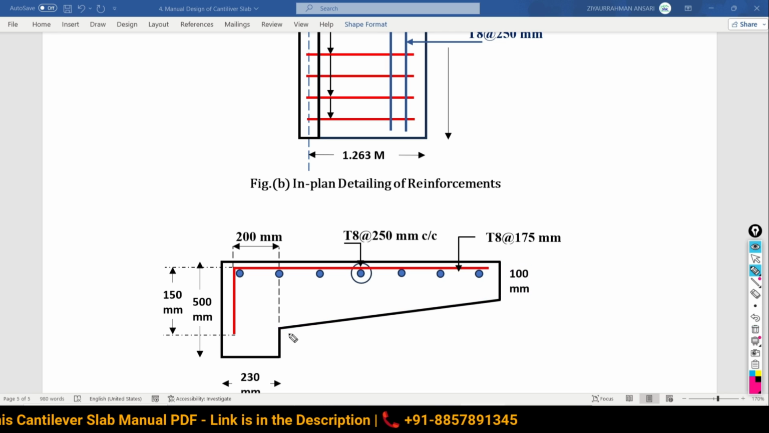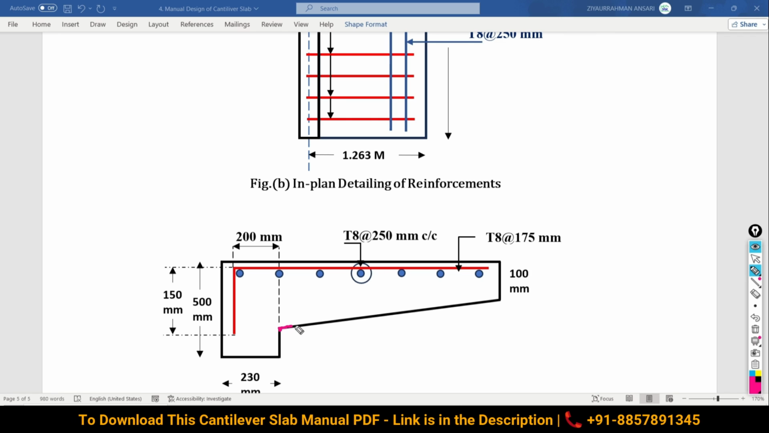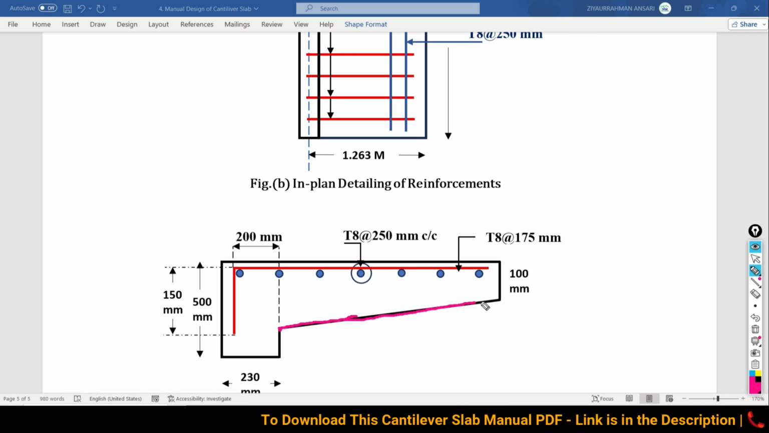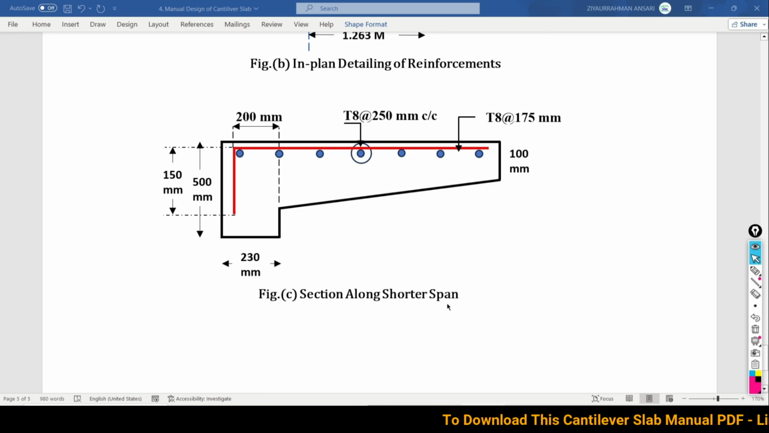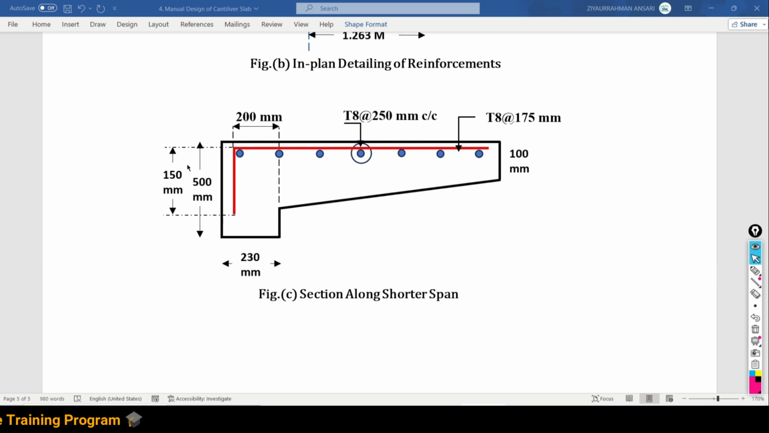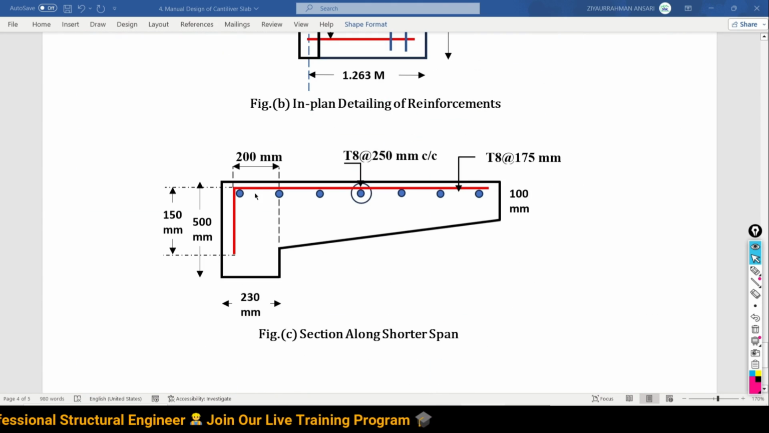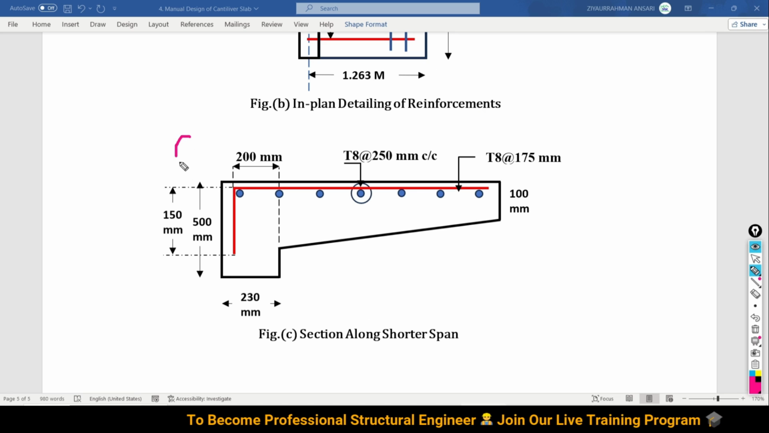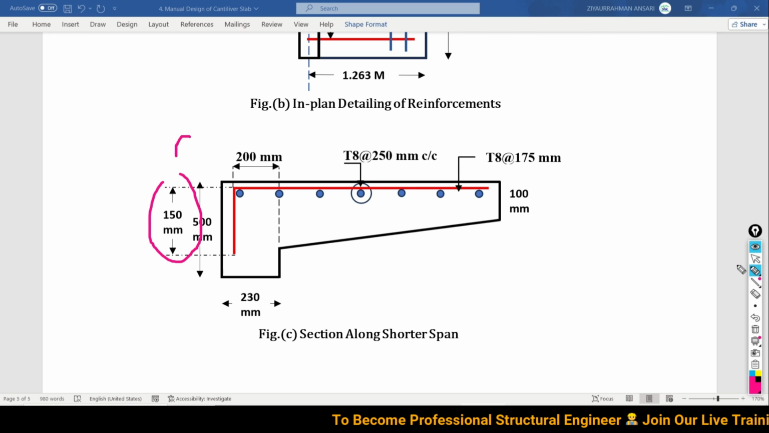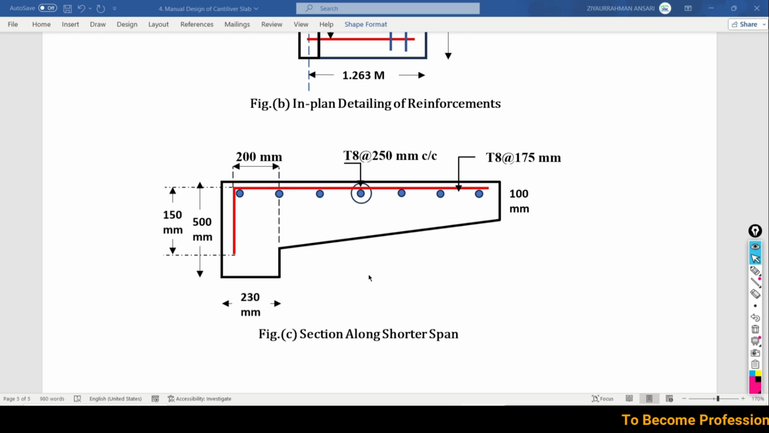So here, intentionally, I have decided to reduce the depth over the span towards the free end. Next is a section along the shorter span, 8 mm dia at 175, and 8 mm dia at 250 along the longer span. The anchorage we have provided as 400; let me show you again, 414 mm is actually available. 200, then this extension due to curve, and then this leg of 150. So this is all about how to complete the design of the cantilever slab.